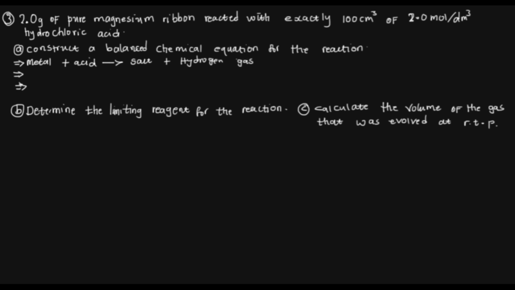So this is a point that you need to have in mind, that whenever you have a pure metal and an acid, you are going to have a salt and hydrogen. Now let's write our word equation. Then from the word equation we are going to get our chemical equation. So now the word equation, the metal here is magnesium plus our acid here is hydrochloric acid.